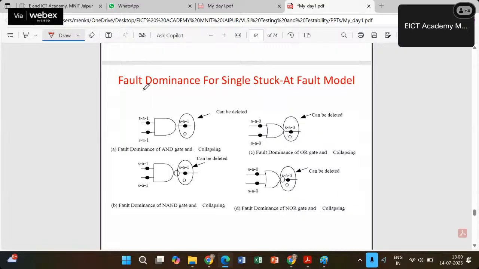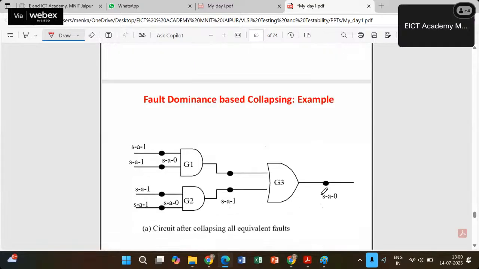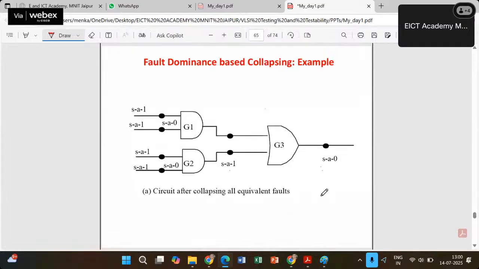Yeah, so this is fault dominance based collapsing. Here this fault I can remove. Likewise for OR gate, whatever is stuck-at 1 over here is converted to stuck-at 0 over here, and I can remove this. For NAND gate, I have stuck-at 0 at the output, which is dominant. Please make a note of it. It is stuck-at 0 at the output, which can be deleted. And likewise for NOR gate, it is stuck-at 1 at the output, which can be deleted. Okay. So this is fault dominance based collapsing. We can continue our previous example.